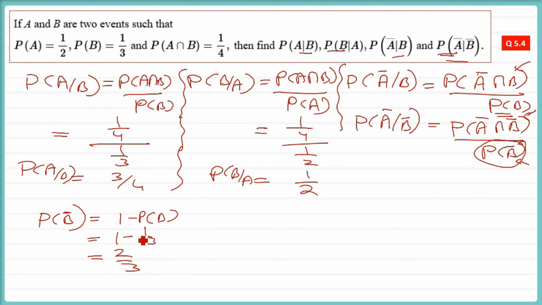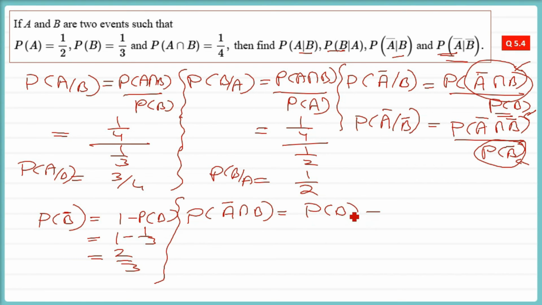Now what do we need for all the other two? We need P(A naught intersection B), the numerator of P(A naught divided by B). That's why we are computing it. So P(B), if you subtract P(A intersection B), which I already told you in the previous question. So just subtract these two. P(B) is given as 1 by 3. P(A intersection B) has already been given in this question, which is 1 by 4. So 1 by 3 minus 1 by 4 is (4 minus 3) by 12. It is going to be 1 by 12. So 1 by 12 has come.